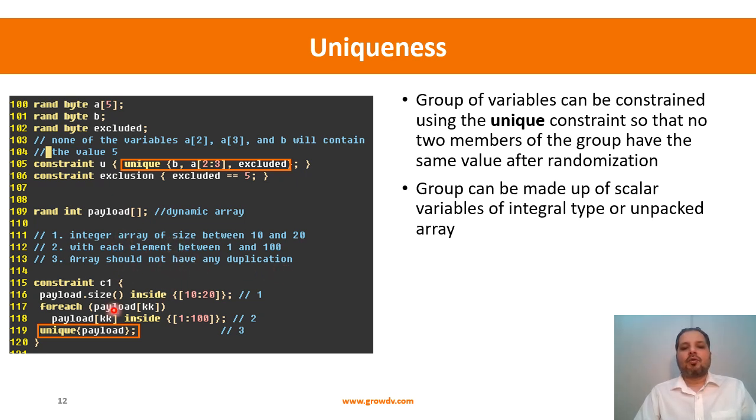So what we do is declare a dynamic array. We are saying dynamic array of integers, rand int payload. Payload is the name of our array and it's a dynamic array, and I declare a constraint block c1. I have put these curly braces, so I have declared a constraint block, and inside the constraint block I am now using the array methods. I am saying payload, which is the name of my array, dot size. This method tells me what the size of my array should be. So I am saying inside between 10 to 20. This is the first step, my first requirement, that my array size should be between 10 to 20. So this is the first requirement I have satisfied.